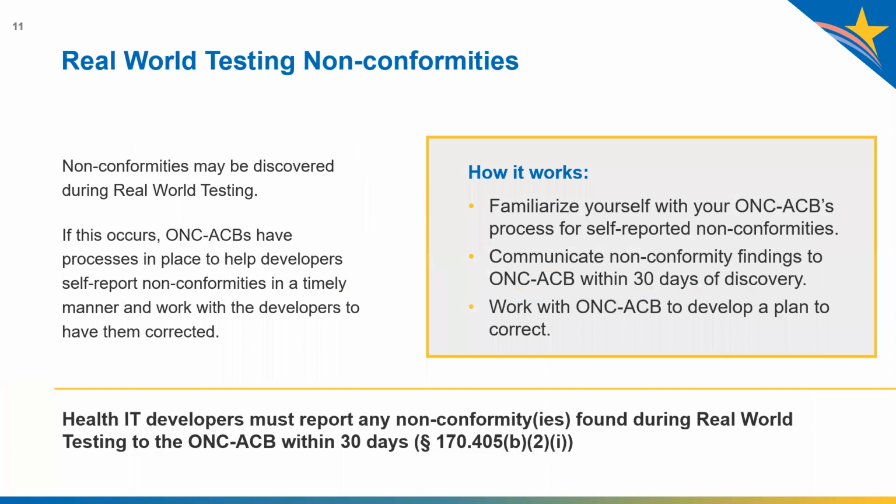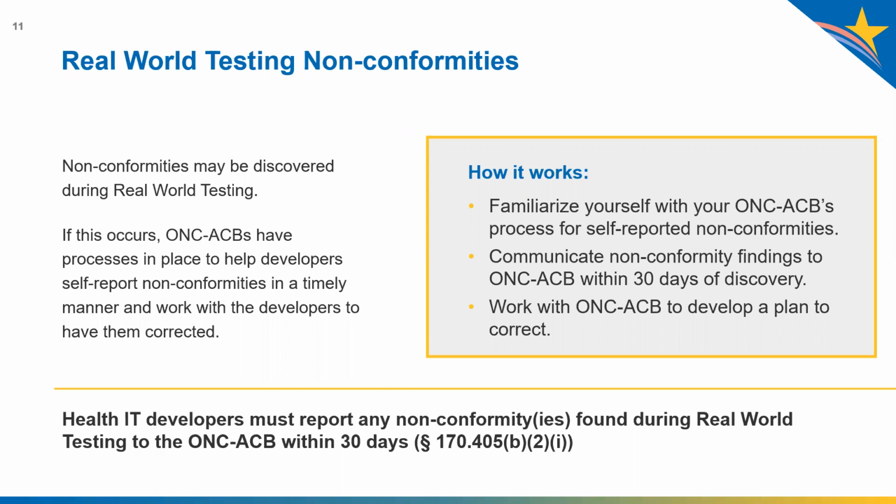All right, now another reporting requirement, not necessarily completely tied to the results report that is due March 15th, but a reporting requirement associated with real world testing activities, is reporting on nonconformities. So we understand that nonconformities may be discovered during real world testing. It's totally the spirit behind why we do it. Developers are getting out and getting ahead of what's going on with the functionality of their products while they're being used in real world scenarios and use cases. And if this occurs, ONC ACBs already have processes in place to help developers self-report on nonconformities in a timely manner and work with the developers to have them corrected.